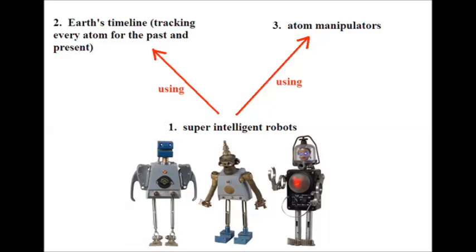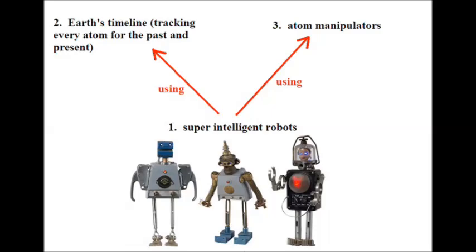There are three components to my time machine. The superintelligent robots is the central intelligence of the invention. They use the perfect timeline of Earth to track and understand the behaviors of atoms. Next, the superintelligent robots uses the atom manipulator to manipulate objects in the real world.